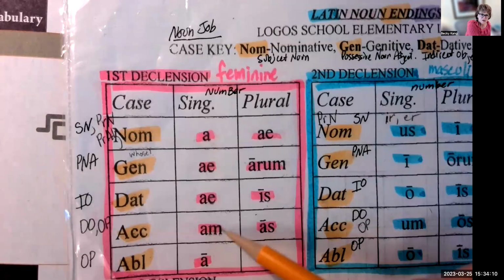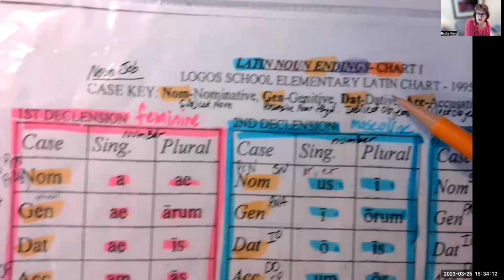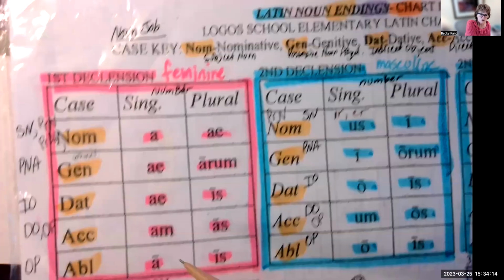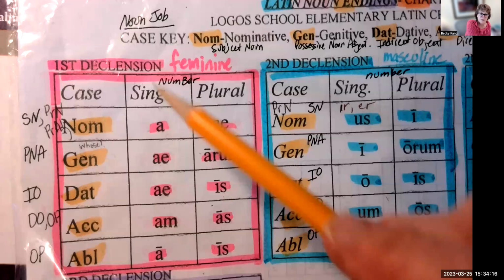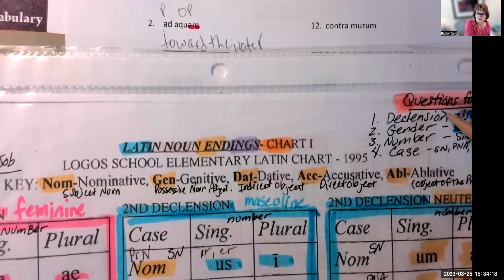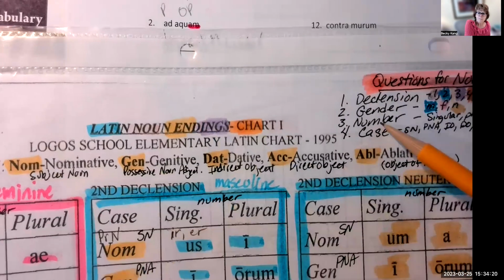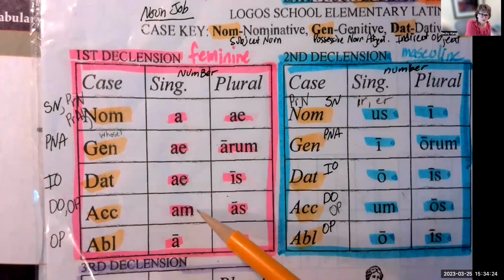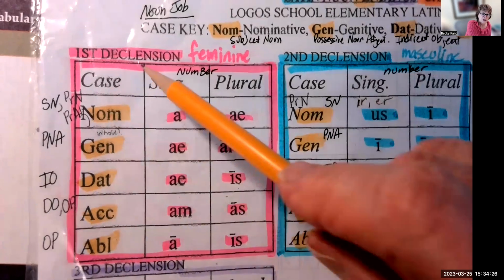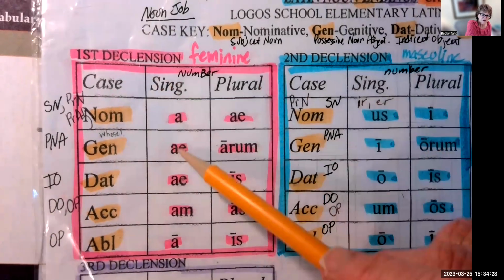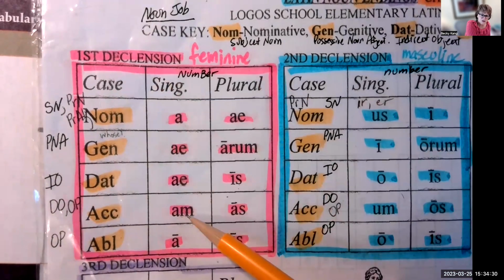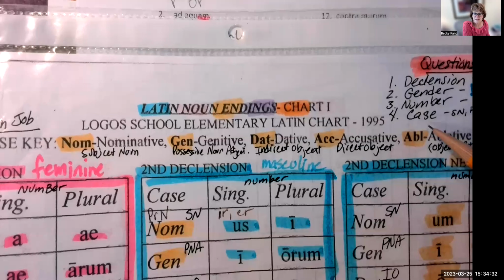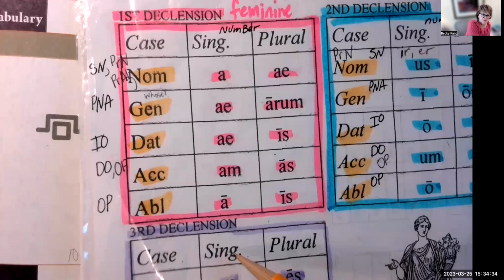It's first declension. What's the second question that we ask for nouns? Gender. What gender is casa? It's feminine. So we've got declension, gender. What number is casam? Well, it's in the singular column. So we've got first declension, feminine, singular. And then the last question, ready, is case. Case. What does case mean?